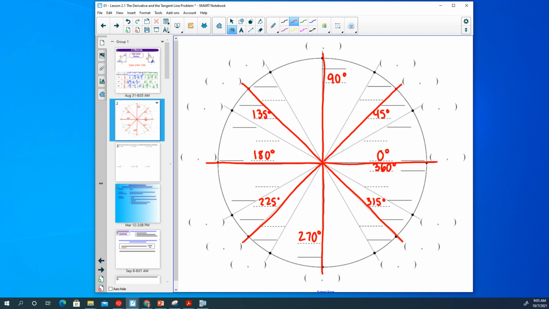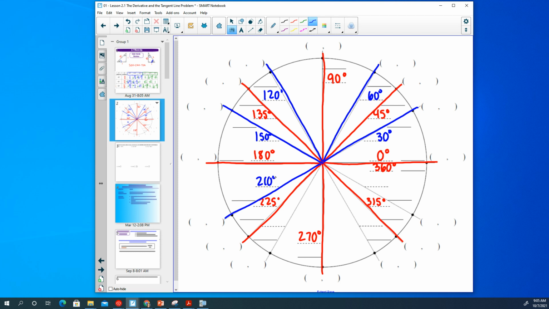Then I have multiples of 30 degrees. If I start at 0 and add 30, I get 30 degrees. Add another 30, I get 60. Add another 30, I'm at 90. Add another 30, 120. Add another 30, 150. Add another 30, 180. Another 30, 210. 240. 270. 30 more, we're at 300. 30 more, 330. And then 30 more to 360.